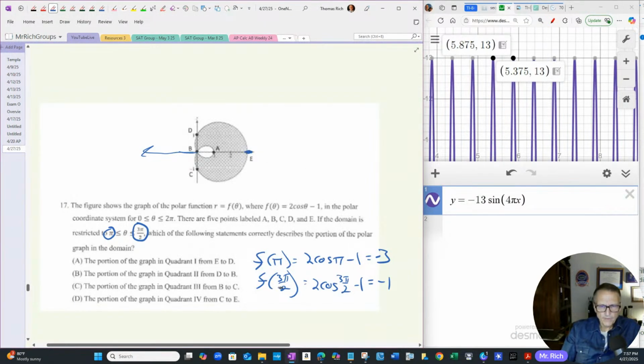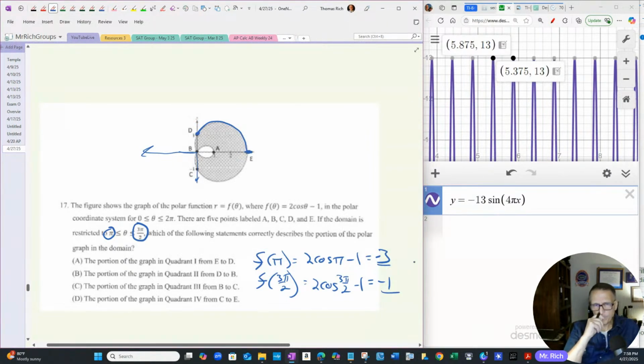And then at 3 pi over 2, that would be pointing down, but yet the value is -1, so I would be up here. So it looks like I am in the first quadrant and I am traversing the distance from E to D. There's really no other option there, I don't believe. So this really tells the whole story.